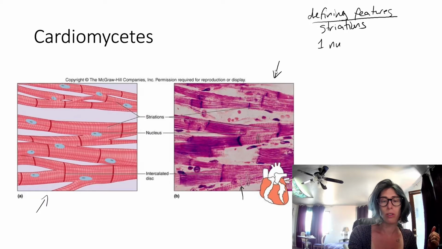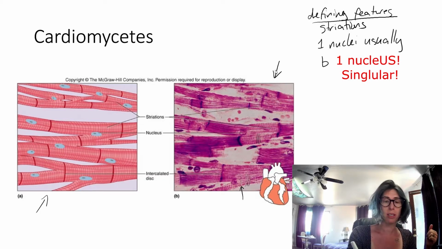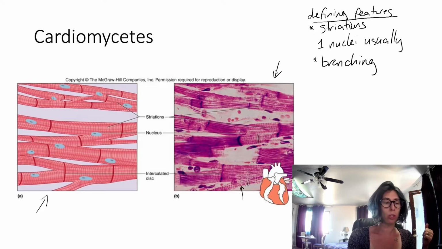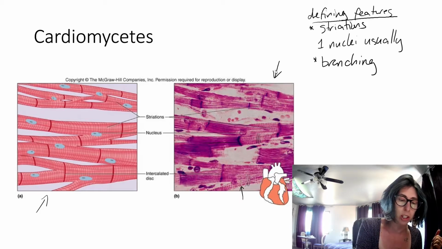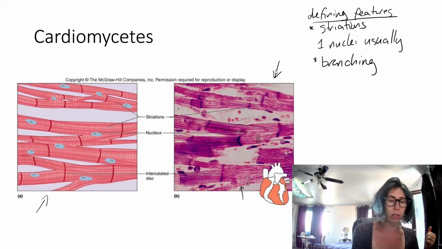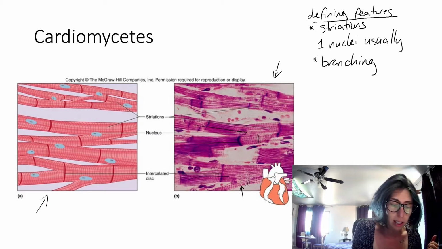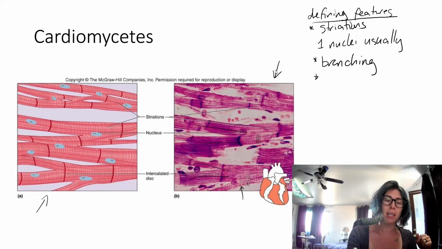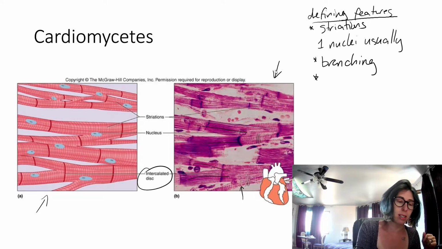One nucleus, usually. Branching. I would say that the light striations and the branching are two of the most important features to help you identify under a microscope. You can really see this branching nature. It's very different than skeletal muscle, right? But then one last thing is these intercalated discs. There it is there.